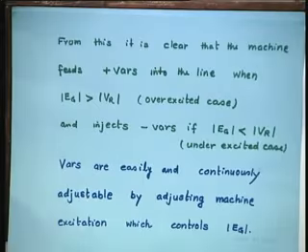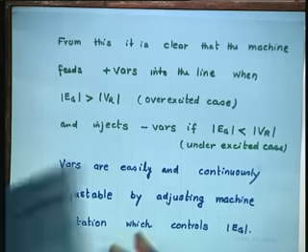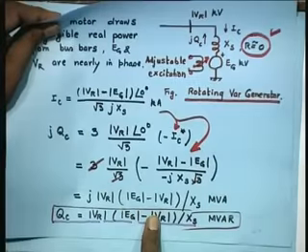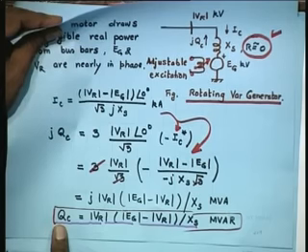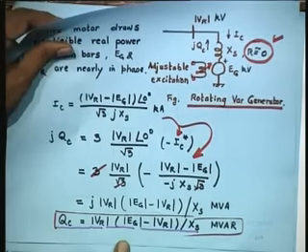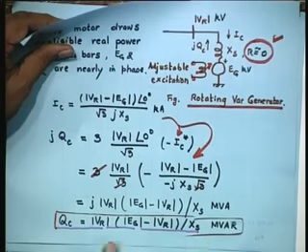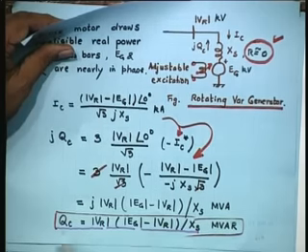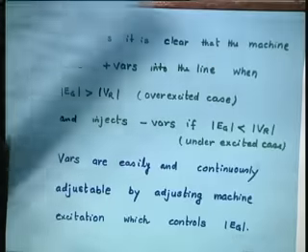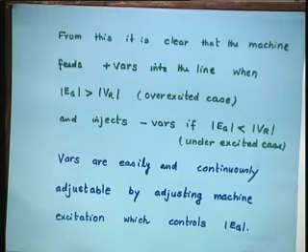From this it is clear, whatever I have said so far is now written in words, that the machine feeds positive VARs into the line when Eg is more than VR. That equation is positive. When Eg is more than VR, QC will be positive. Anyone can appreciate this point without any intelligence, because the rest are all positive quantities. When Eg is more than VR, QC is positive, and that is an overexcited case.